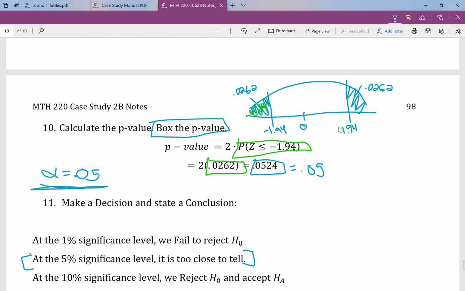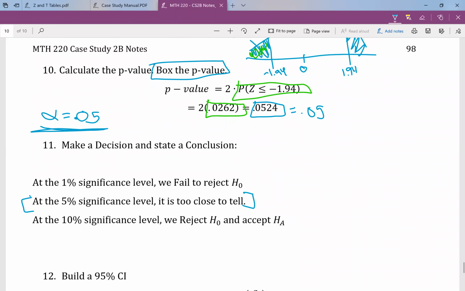This case study gives us an opportunity to talk about what happens when your p-value does equal alpha. It's pretty rare. It doesn't happen all the time. But again, if this were to happen, you would just have to go out and collect a new sample to make a better conclusion.